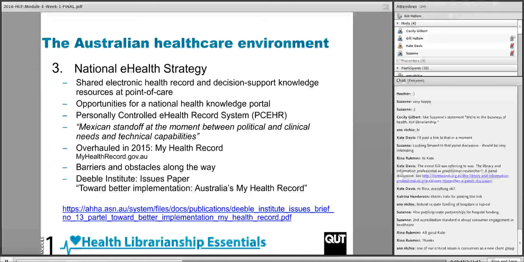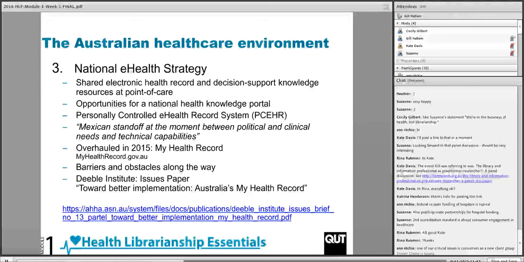That got overhauled and a new version of it was introduced, which is called My Health Record. And there's a website there that you can visit. There's an issues paper. Cecily has done a lot of the background work to pull the updates of all of this together, which is fantastic. Thank you, Cecily. But an issues paper around, literally, the issues relating to electronic health records. That's cited there as well. You can refer to that and find out more about it.